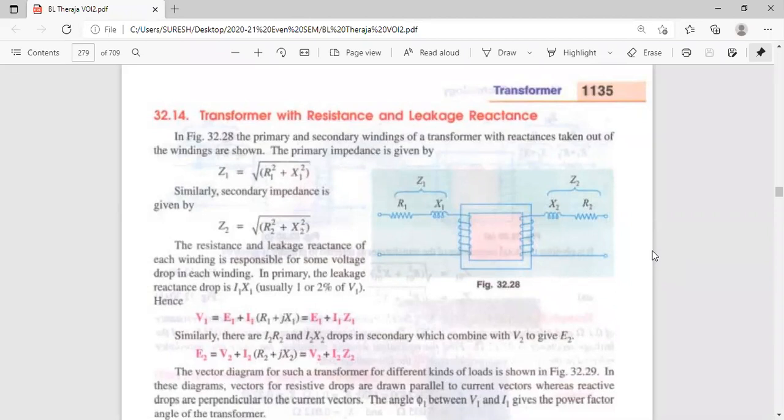Today we will go for the equivalent circuit of transformer. Before going to the equivalent circuit, we have to go for the equivalent resistance, the equivalent impedance in primary winding and equivalent impedance in the secondary winding. So write on the side heading, transformer with resistance and leakage reactance. Write down transformer with resistance and leakage reactance.